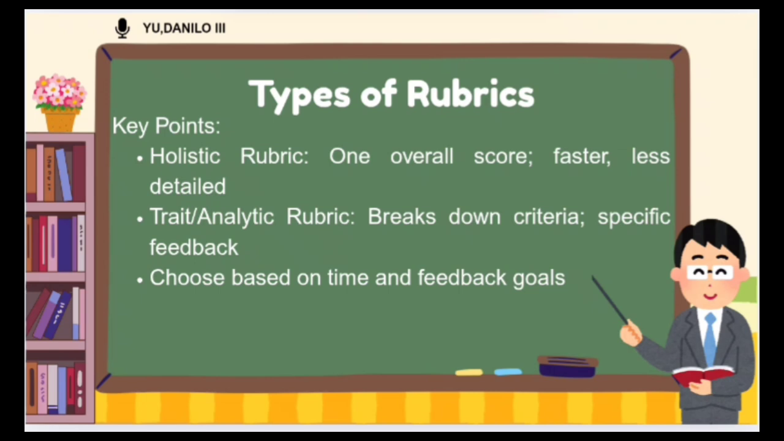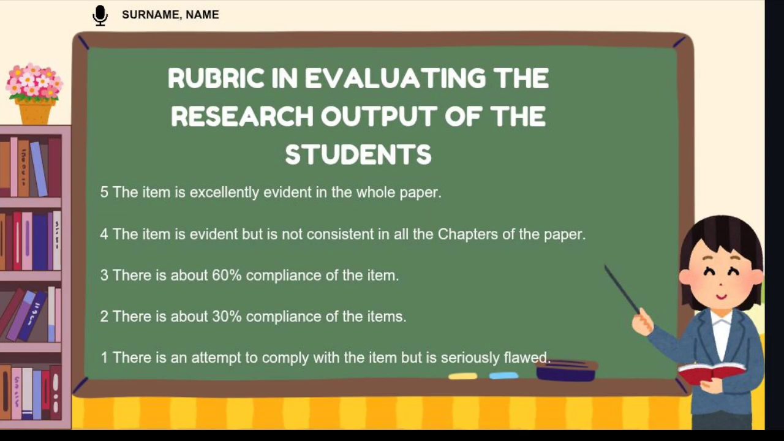Have a great day. So here's the rubric in evaluating the research output of the students. First, we have 5. This item is excellently evident in the whole paper. This indicates the highest level of compliance. This item evaluated is clearly and effectively present in all sections or chapters of the paper. It's not just there, but it's done well and consistently integrated.